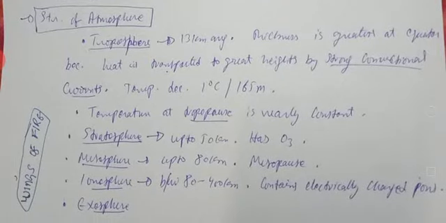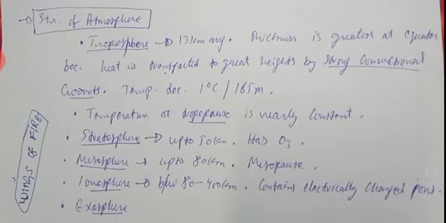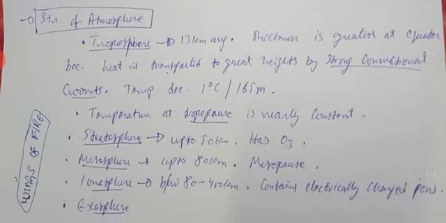Next point, structure of atmosphere. The lowermost layer of the atmosphere from the Earth's surface is the troposphere. Its average height from the surface of the Earth is 13 km, and its thickness is greatest at the equator because heat is transported to great heights by strong convectional currents. In troposphere, temperature decreases at the rate of 1 degree Celsius per 165 meters. That is, temperature decreases by 1 degree Celsius with every 165 meters of height.